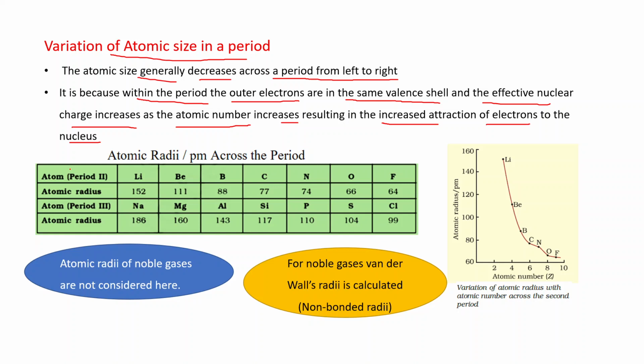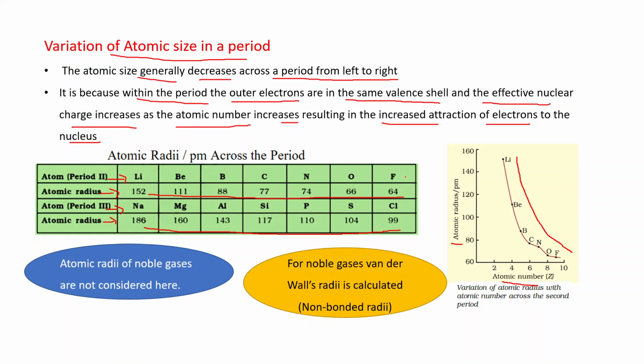In this table, atomic radii of second period elements and third period elements are given. These are the elements of the second period, and this is the atomic radius of these elements. You can see clearly that it decreases as we go from left to right. In the same way, these are the third period elements, and this represents the atomic radius of these elements. Again, it decreases as we go from left to right. We can also plot a graph between atomic radius and atomic number, and the radius decreases in a period as the atomic number increases.